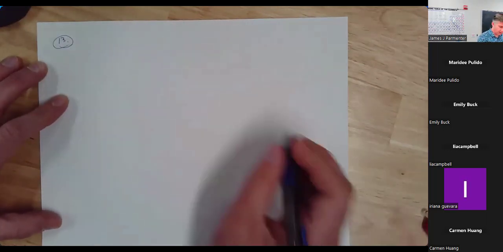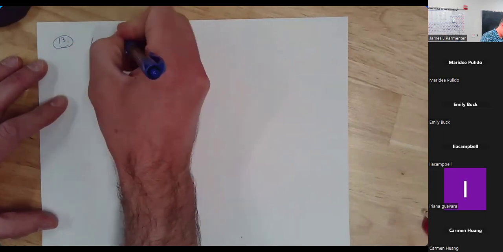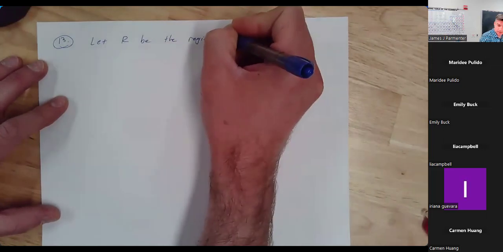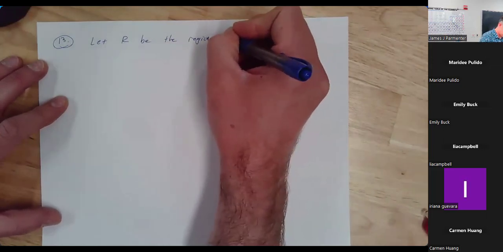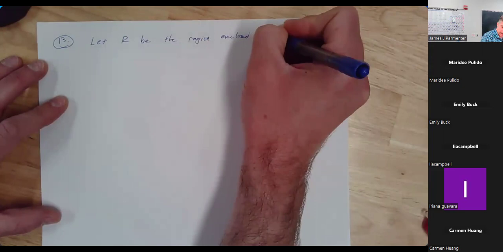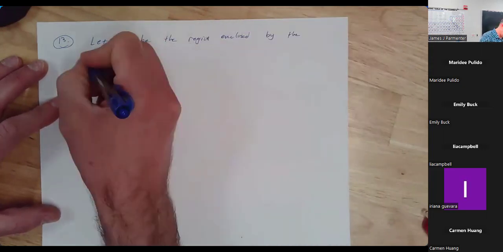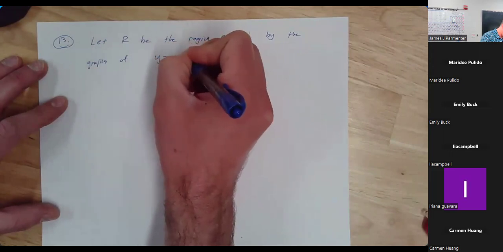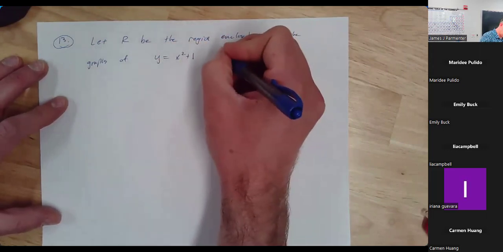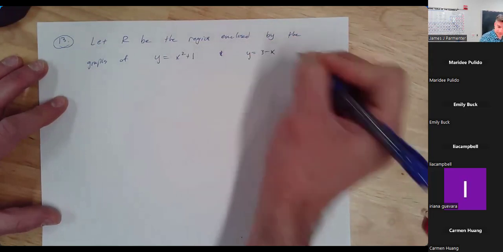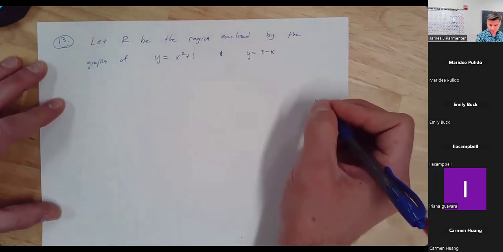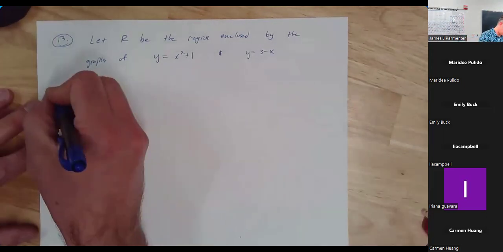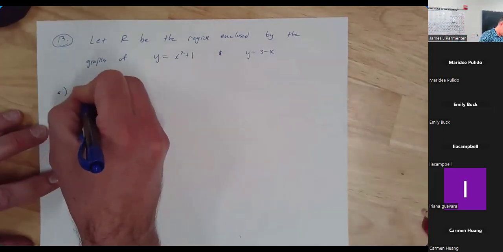13 says the following. Let R be the region enclosed by the graphs of y equal to x squared plus 1 and y equal to 3 minus x. Set up a definite integral that represents the area of the region. So part A, definite integral representing the area.